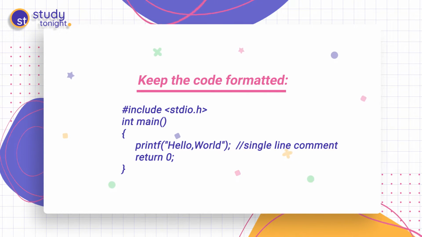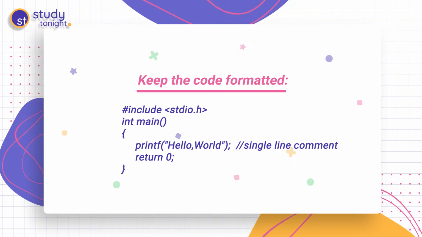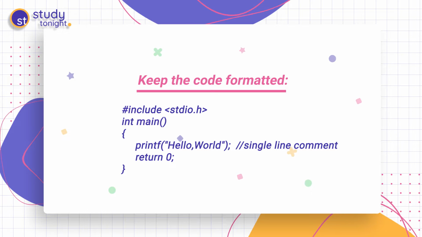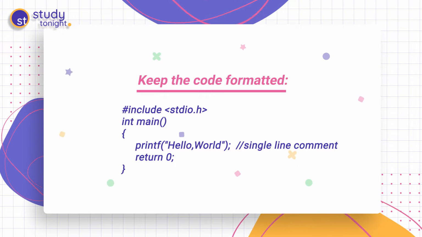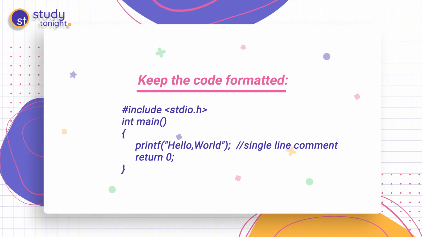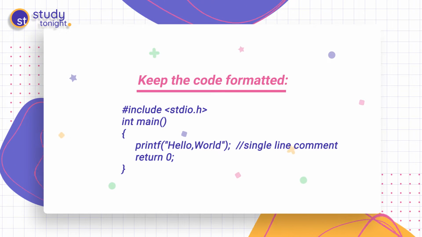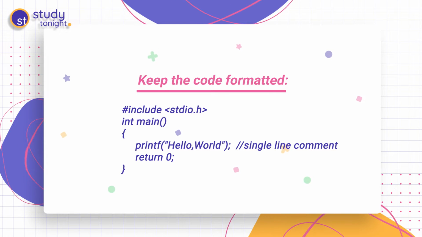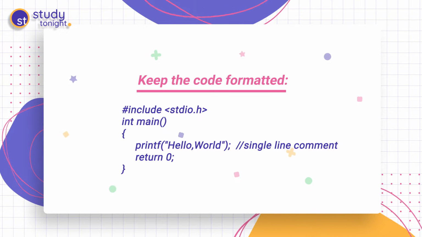Whatever we are writing in the double quotes, that will be printed on the output screen as it is there in the double quotes, hello world. Now this is a single line comment. So whenever we are writing a comment, we are just using double slash. Then return 0, that is the return statement. Whatever we are returning to the function, that will be written here.